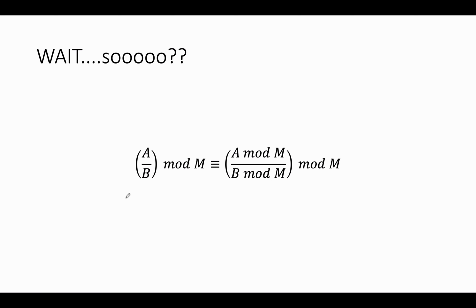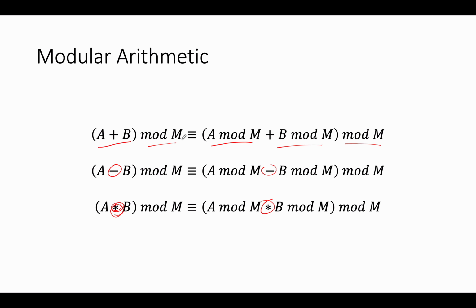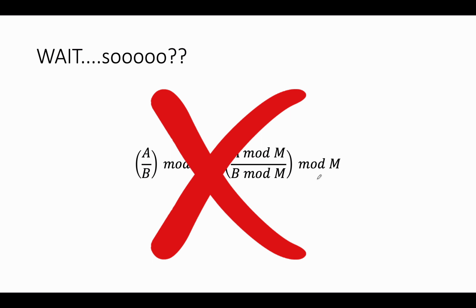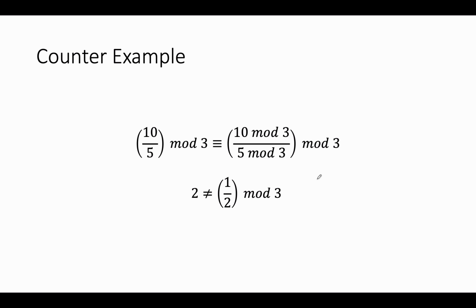Now, can we extrapolate what we have here to division? Can I say that a over b mod m is congruent to a mod m over b mod m, the whole thing mod m? Well, it turns out the answer is no. Why not? I'm going to show you why that's not possible with a counterexample.